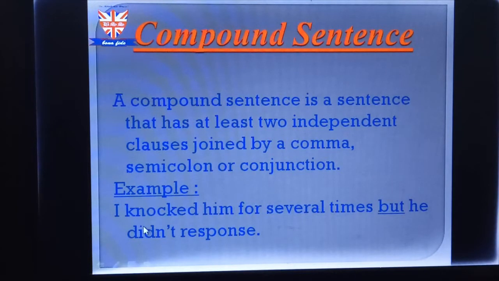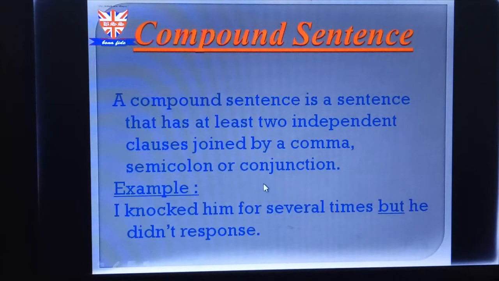So let's see the example: I knocked him several times, but he didn't respond. You can see, if I take the but out of the sentence, it will be: I knocked him several times, he didn't respond. Both are complete sentences, but these two are joined with the conjunction but. So this is a compound sentence. In a compound sentence, two sentences will be there, joined or linked with a conjunction.